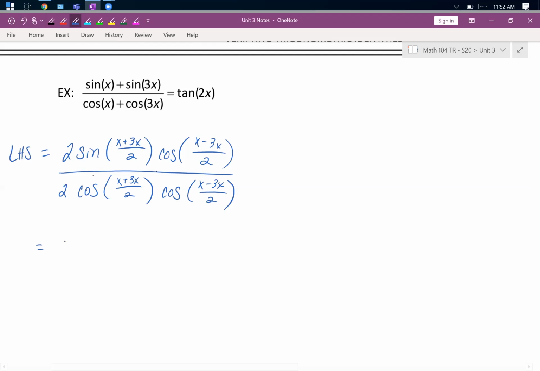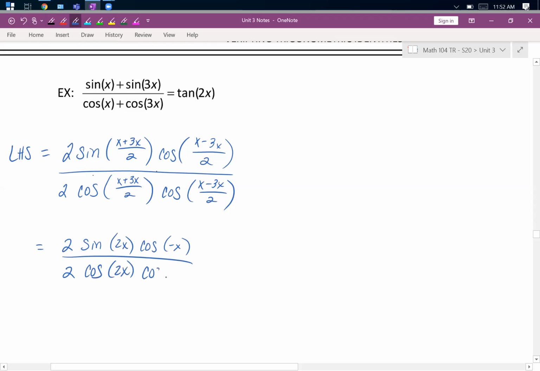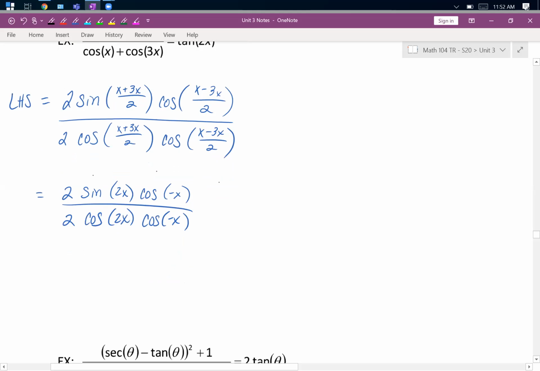So we can just clean this up. Sine of, that's 4x over 2, which is 2x. And then cosine of negative 2x over 2, that's negative x. And then on the bottom, same thing, cosine of 2x, cosine of negative x. We're trying to get to tangent of 2x, which is likely going to look like sine of 2x over cosine of 2x. Are we getting close? What can we do at this point?